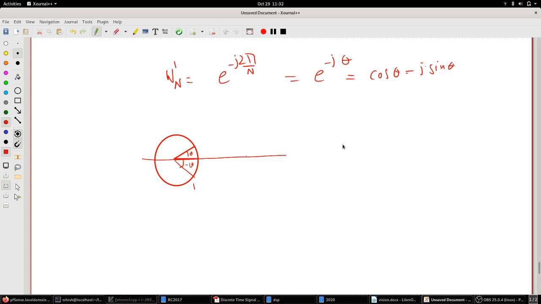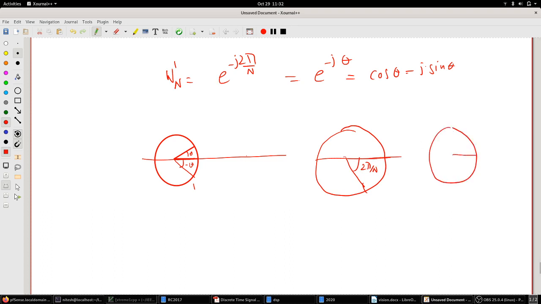Okay, e raised to minus j 2 pi by n. So now any w1 of n will be e raised to minus j 2 pi by n, which will look something like this. This is your 2 pi by n angle which it is making with respect to this particular line. Okay, so e raised to minus j0 will be this guy here. Now this polar plot has got, this is your imaginary axis, this is your real axis.